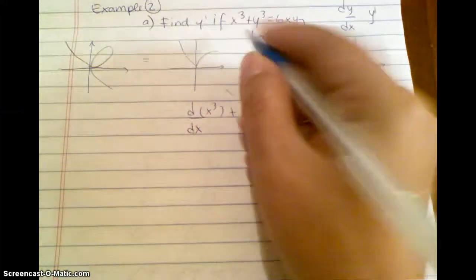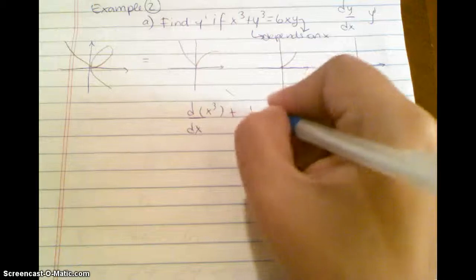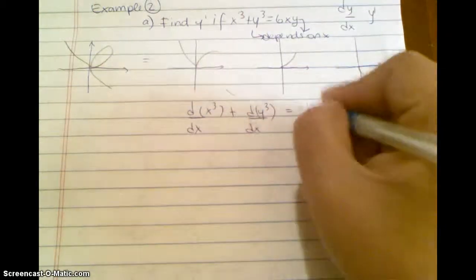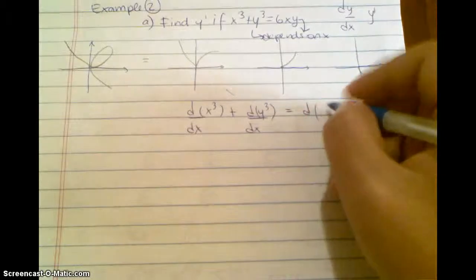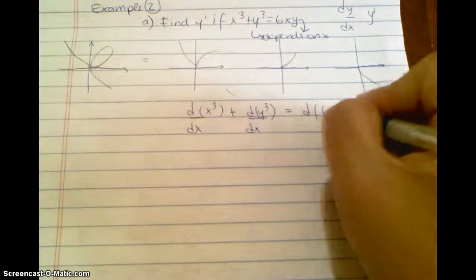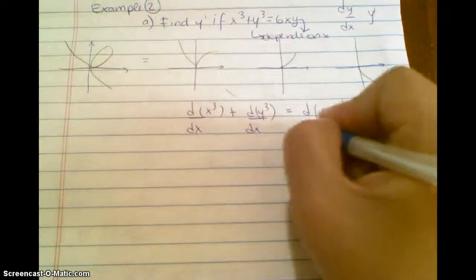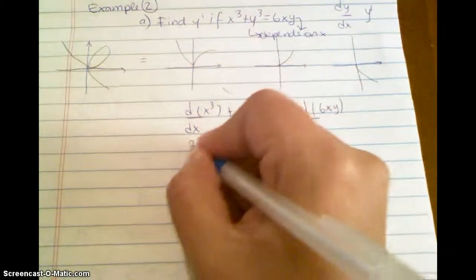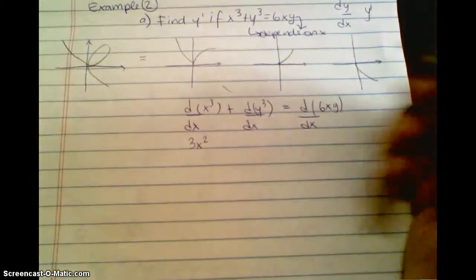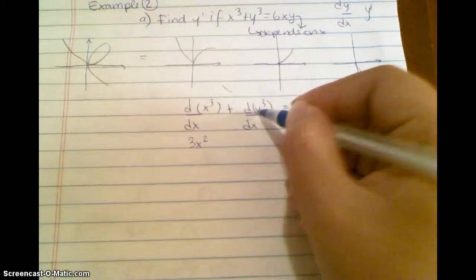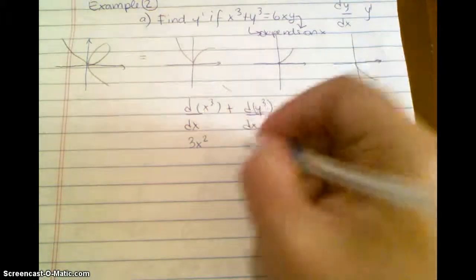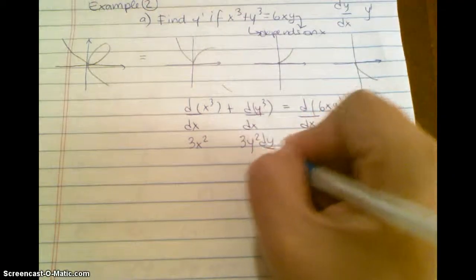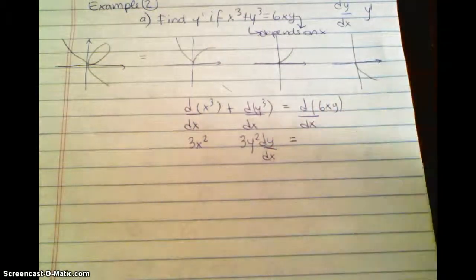Okay, so the derivative of a sum is the sum of the derivatives, and I'm going to take the derivative of the right side, which happens to be only one term, 6xy, and everything with respect to x. This one is easy, 3x squared. This one is the one you have to be careful with, because y depends on x, so there's going to be an extra term: 3y squared times dy over dx, using the chain rule.